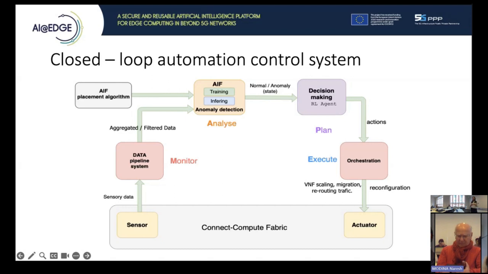The analyzer is actually a federated learning based anomaly detection framework. And before doing the training, the idea was also to use an optimization algorithm in order to decide on the number and placement of the nodes, since we are using federated learning for the training. Once we have the inference results, they will be sent to the decision-making brick, which is also based on reinforcement learning. And then the actions will be sent to the orchestrator, to be applied on the infrastructure.